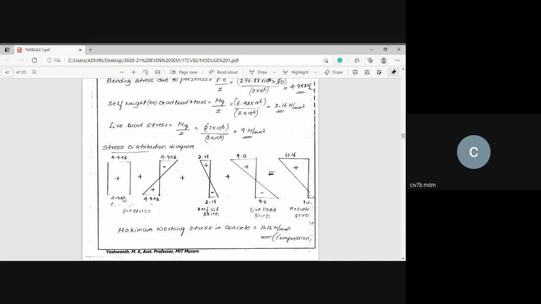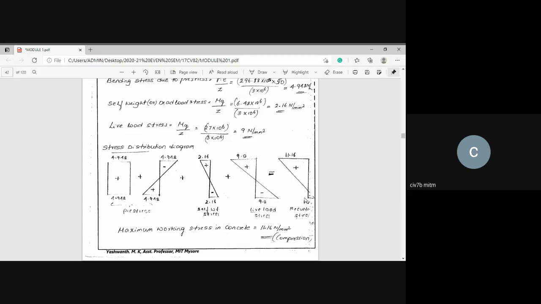Next, 4.948 plus 4.948 minus 2.16 minus 9. So it will become minus 1.20 Newton per millimeter square. That means it is tensile. So once again, draw the straight line: to my left, draw the compression line, to my right, draw the negative line. So draw this and show.